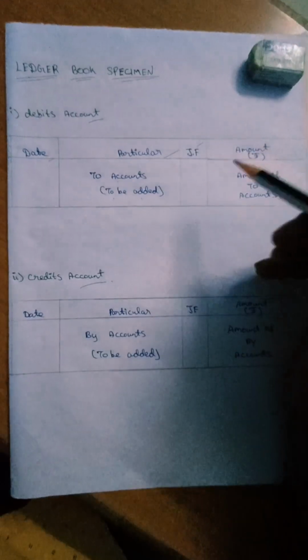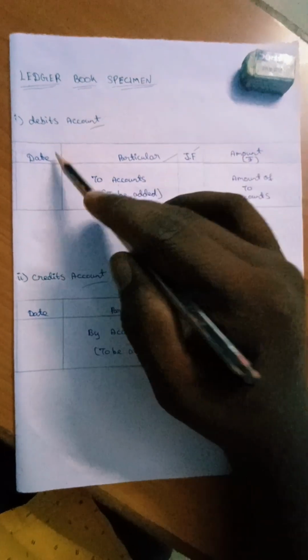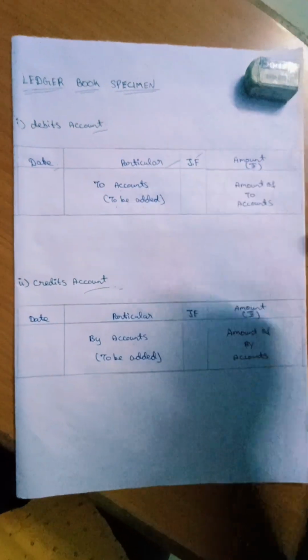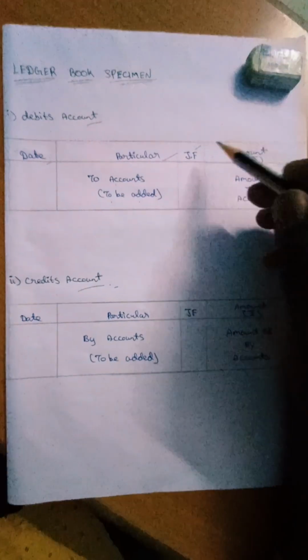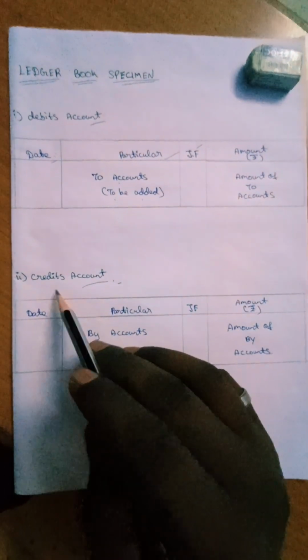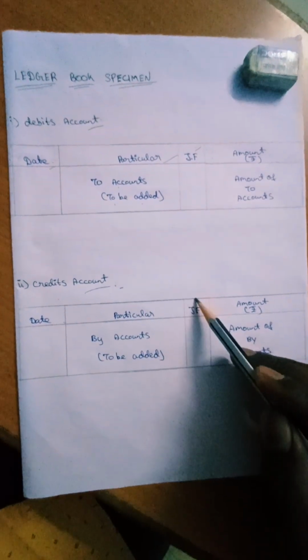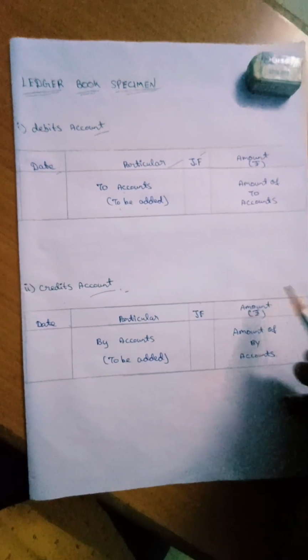Then we discuss the specimen of the ledger book. Debit account, credit account. The debit account has date, particulars, JF and amount. JF means journal folio. The credit account is the same: date, particulars, journal folio and then amount.